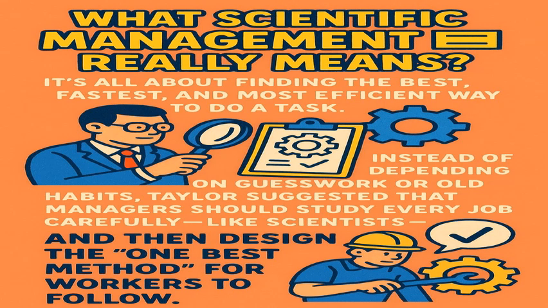Scientific management. What does scientific management really mean? Scientific management is all about finding the best, fastest and most efficient way to perform a task. Instead of depending on guesswork or old habits, Taylor suggested that managers should study every job carefully like scientists and then design the one best method for workers to follow.